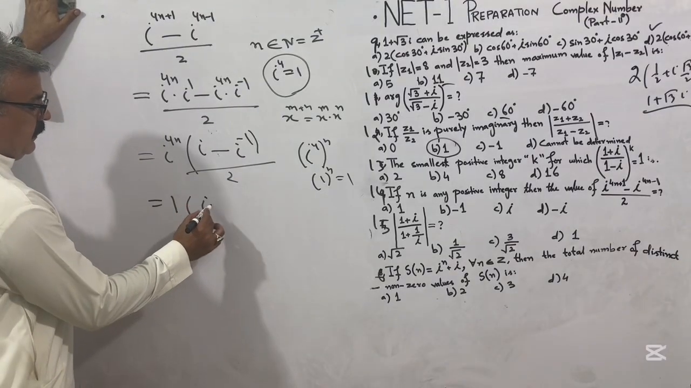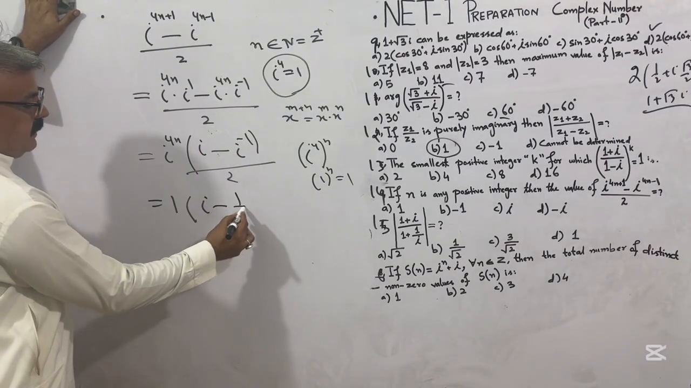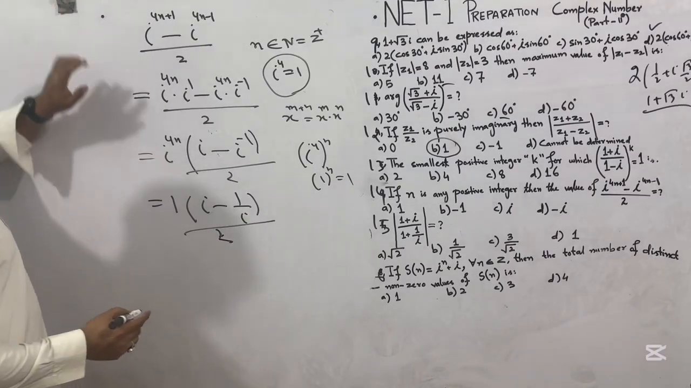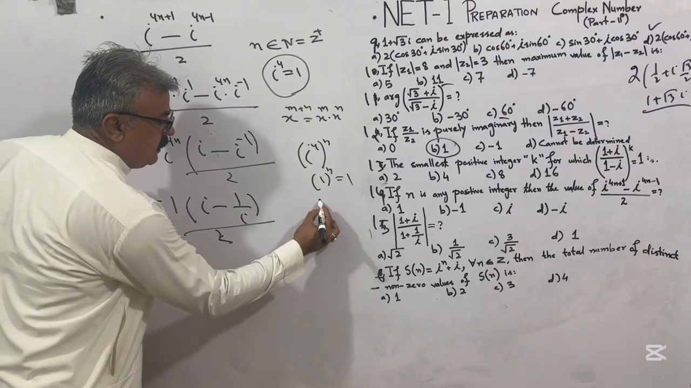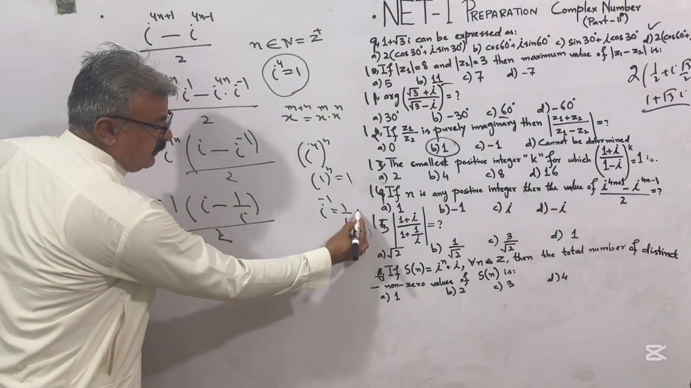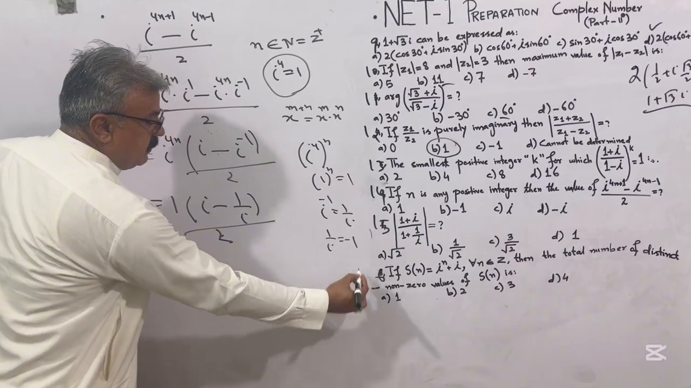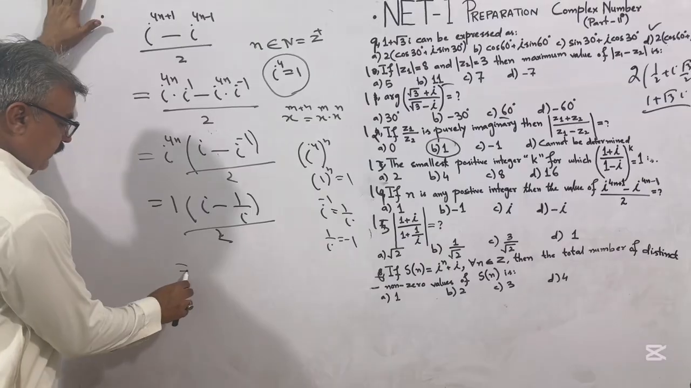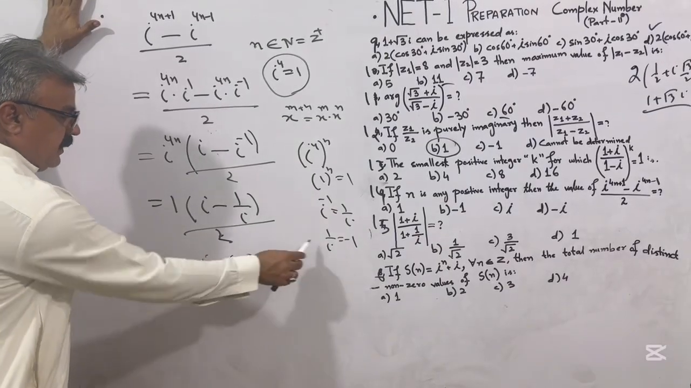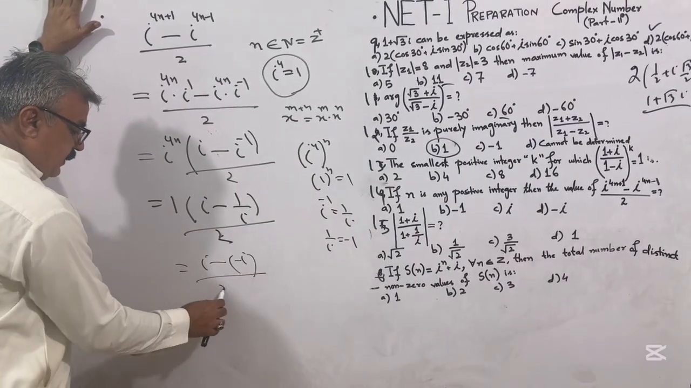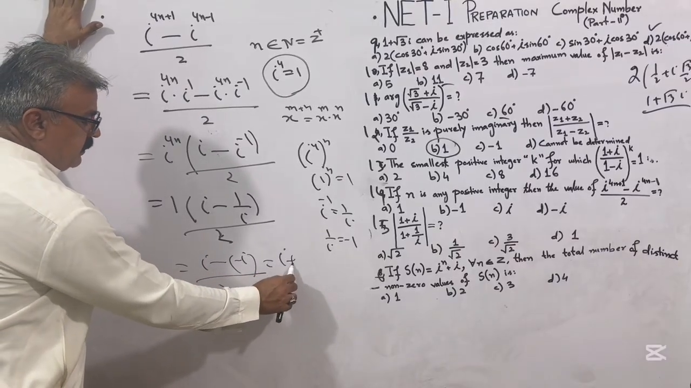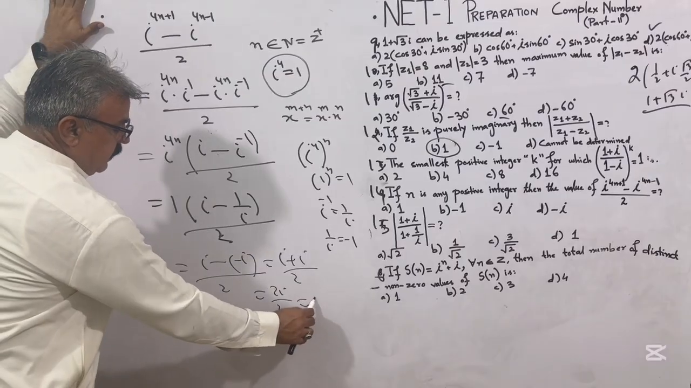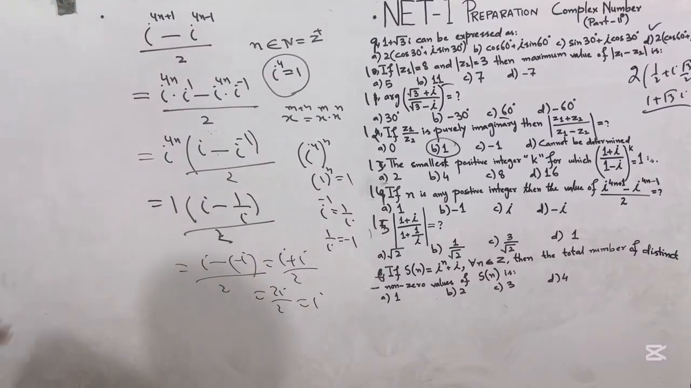Here, iota minus iota raised minus 1 can be written as 1 upon iota, divided by 2. Iota raised minus 1 can be written as 1 upon iota, and we are familiar 1 upon iota is equal to minus iota. Instead of this one, we can write minus iota, divided by 2. Minus minus plus, iota divided by 2. Iota plus iota, 2 iota divided by 2, or iota is the answer in that case.